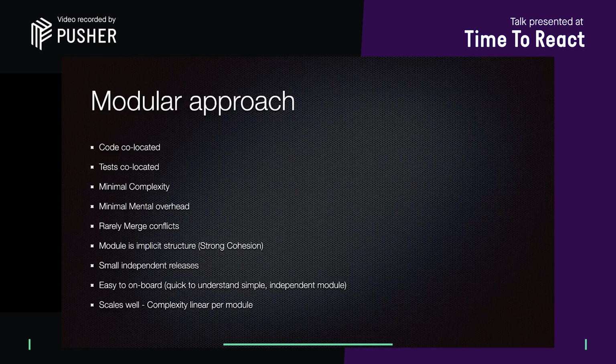Code is collocated. Tests are collocated. It has a minimal complexity and minimal mental overhead. Merge conflicts are quite rare. The module is the implicit structure, so it has strong cohesion built in. Small independent releases are possible. Easy to onboard new team members, as it is quick to understand, simple and an independent module. It scales well. Complexity is linear per module.